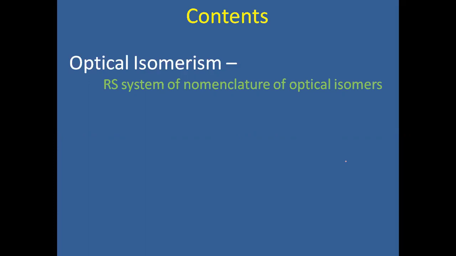Here R stands for Rectus, which is the Latin word indicating the right side, and S stands for Sinister, which indicates the left side. In the RS nomenclature system, it totally depends on your eye movement. If your eye moves from the top priority group to the lower priority groups towards the right side, or clockwise direction, it indicates that the configurational isomer is R.